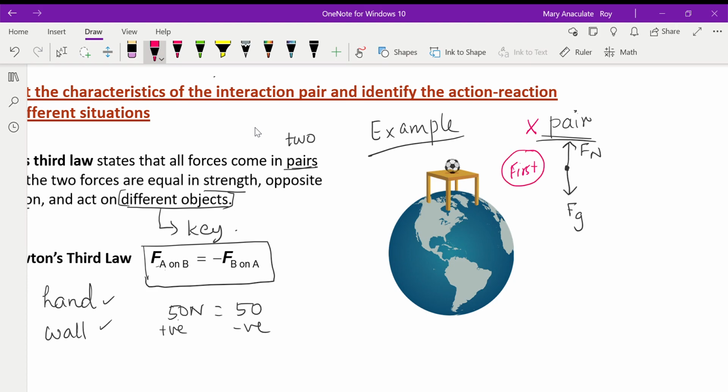Okay, forces are equal, the net force is 0, and so on and so forth, right? Now, this is the force for the ball.